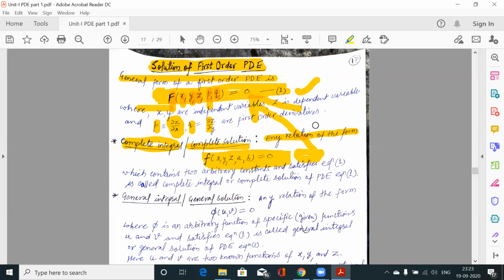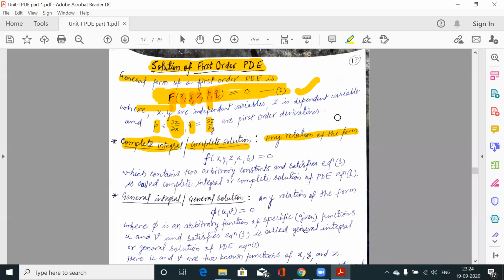So now we have to find the solution of the partial differential equation. It is a reverse process. We have the partial differential equation, and now we have to find its solution. The solution strategy is based on the type of PDE available. Here we have started with first order PDE.